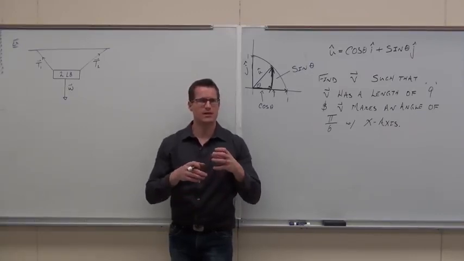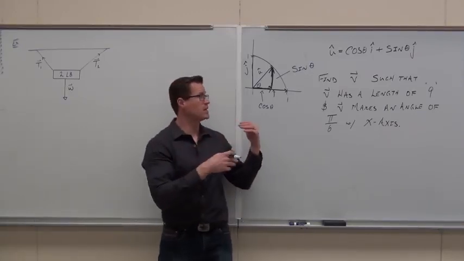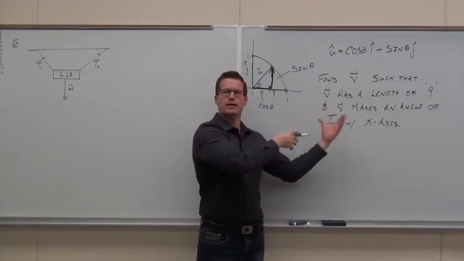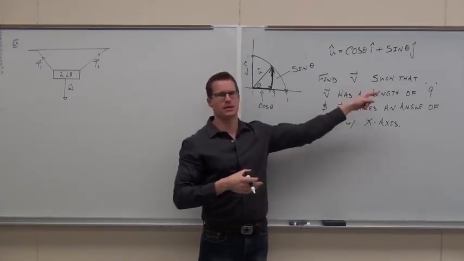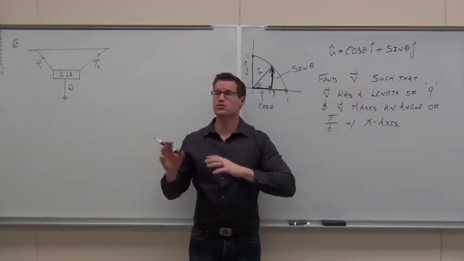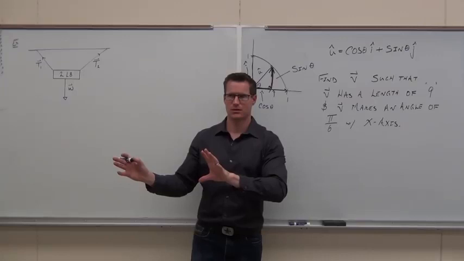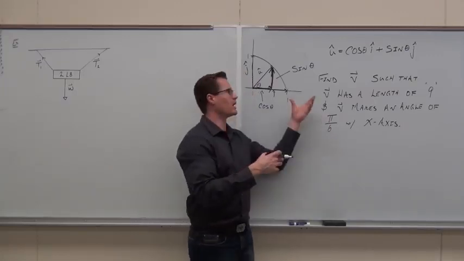If a vector needs a magnitude and a direction, are you given a magnitude up here? Yes. What's the magnitude? The length. Good. That's easy. Magnitude's given. Are you given a direction? Kind of. Are you given it explicitly? No. Can you find it? Yes.